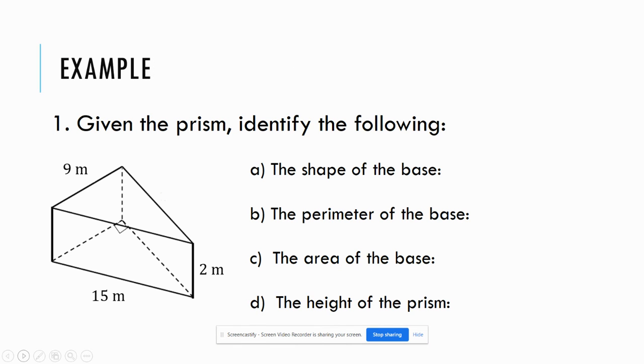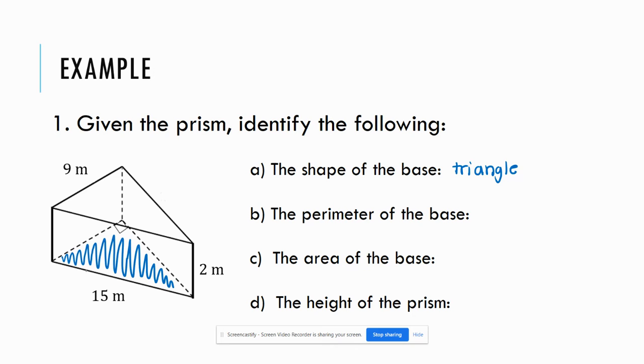All right, so given the prism, we're going to identify the following: the shape of the base, the perimeter of the base, the area of the base, and the height of the prism. Hopefully we notice that in this picture, there are shapes other than rectangles. So if we can identify the shape that isn't a rectangle, that's going to be the shape of the base. And hopefully we're all okay with the fact that I see a triangle. And so here, a triangle has to be the shape of the base. So then to find the perimeter of the base, a triangle has 3 sides. I need to add up the 3 sides that form the triangle.